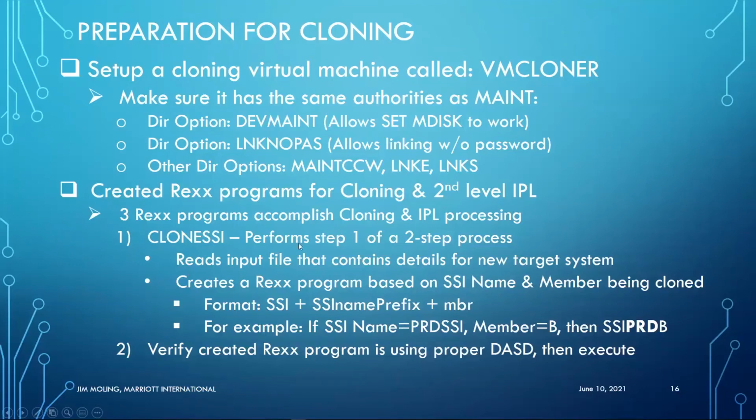So I only have 3 programs in order to do this. The main program is this Clone SSI program, a REXX program. That thing is getting close to 3,000 lines of code. I think it's about 2,600 lines right now. So it's got quite a lot going on in there. And it's the brains of the outfit.